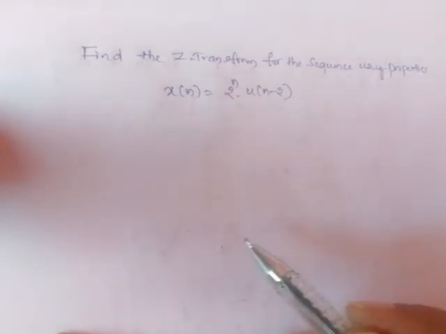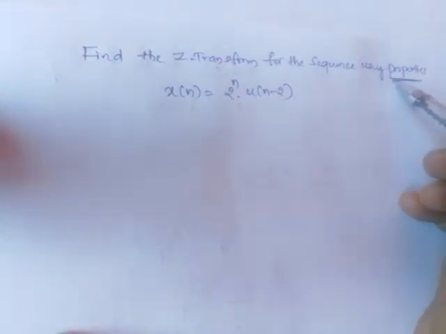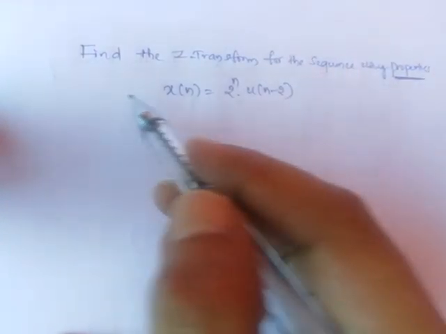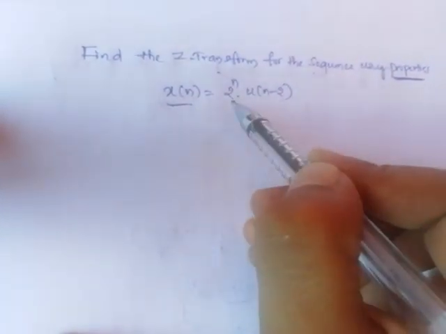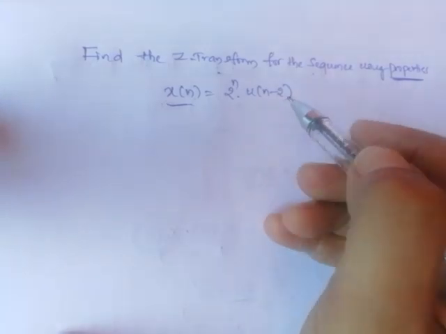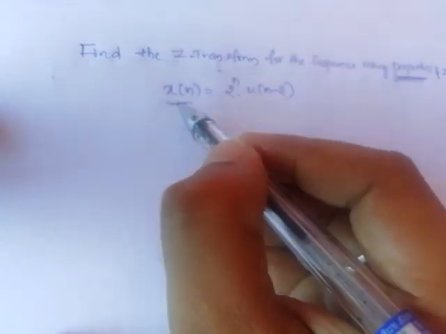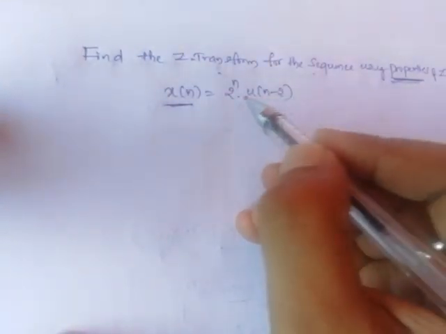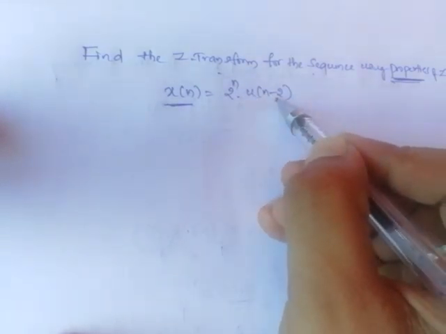Hi friends, in this video we are going to discuss some more examples for finding the Z transform using properties of ZT. Find the Z transform for the sequence x of n is equal to 2 to the power n u of n minus 2 using properties of ZT. First observe the given sequence x of n. Here 2 to the power n multiplied by u of n minus 2.